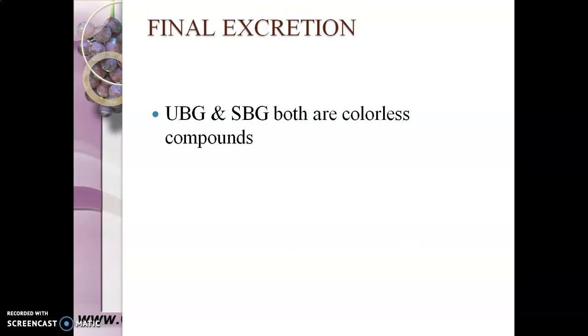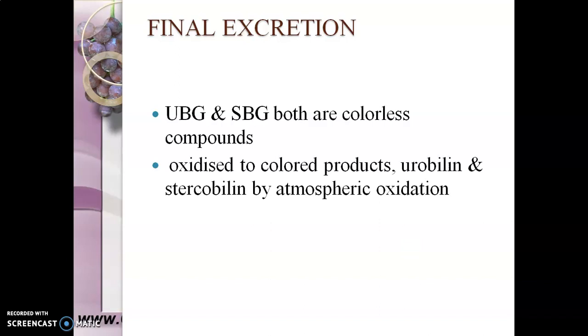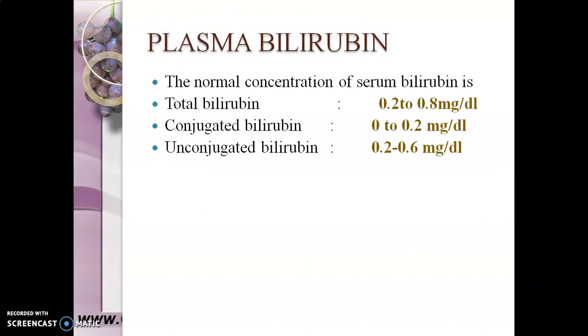Urobilinogen and stercobilinogen are both colorless compounds, but they are oxidized to the colored products urobilin and stercobilin by atmospheric oxidation, and hence urobilin is present in urine and stercobilin is present in feces. And this is the normal plasma bilirubin level. The normal concentration of total serum bilirubin is 0.2 to 0.8 milligram per deciliter. Conjugated bilirubin is 0 to 0.2 milligram per deciliter, and unconjugated bilirubin is around 0.2 to 0.6 milligram per deciliter.